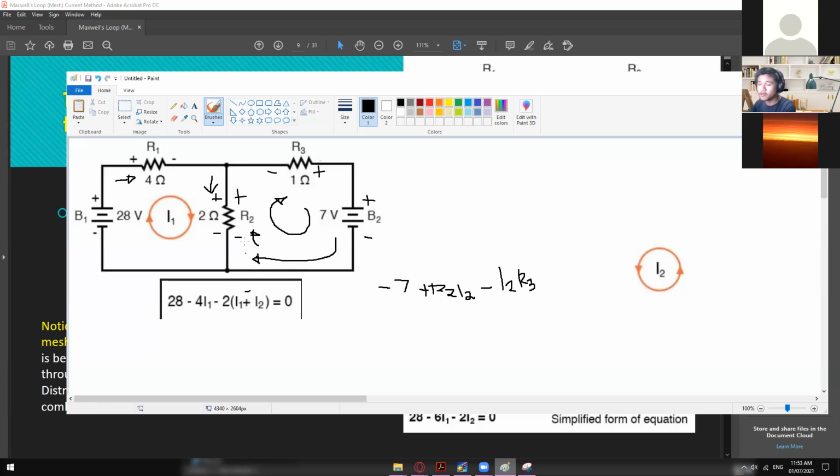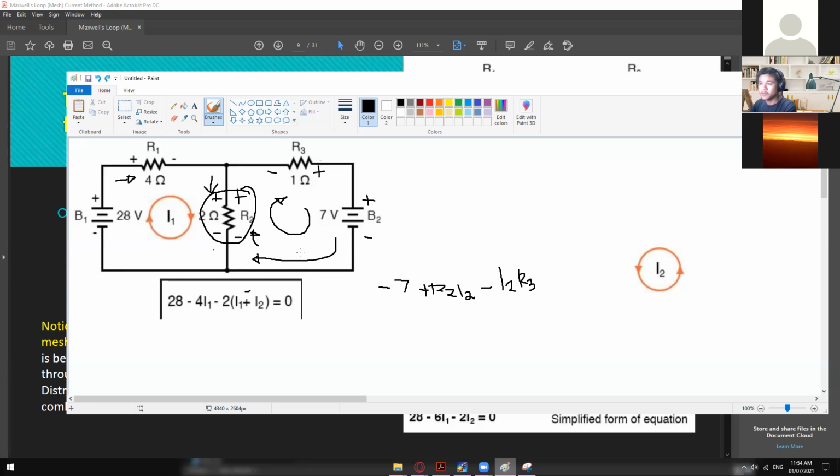So to avoid confusion, you have to disregard this one. This is only the indicator at this point. Negative 2 times I sub 1, and then check if they have the same flow of current. If they are the same, then it's positive. But if they are contradicting like this one, going down and then going up, then this one will become negative I2. That's basically what will happen if they have different flow of current.